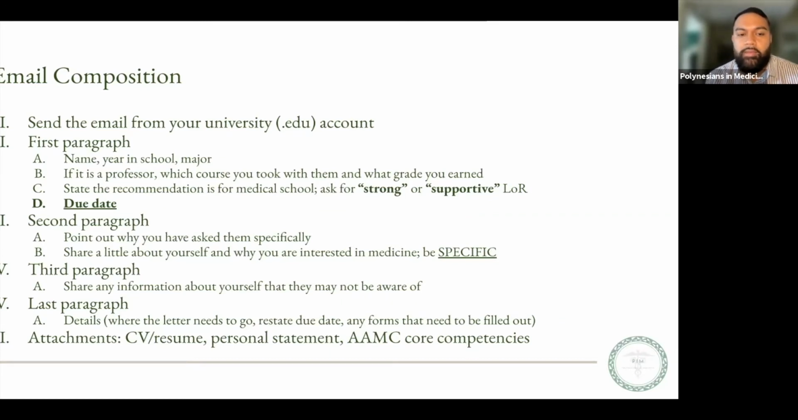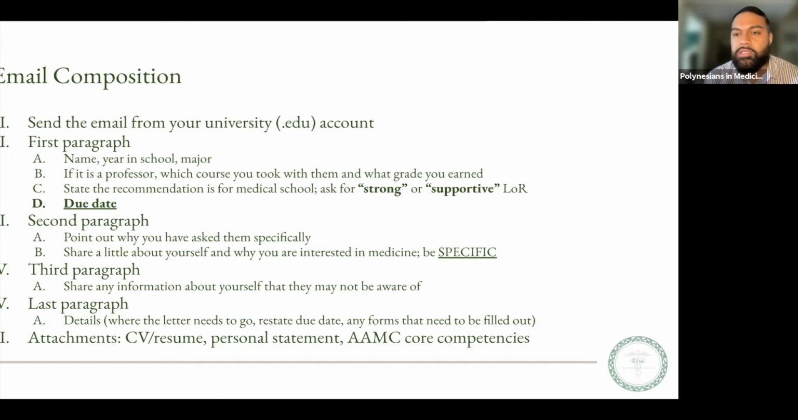Some helpful things to include in an email requesting letters, you don't have to include all of these, are your CV or your resume, so that they can see what you've done and what you've accomplished, and this will help them write a better letter of recommendation for you. If you have your personal statement ready, sometimes people will request it so that they can write a better letter that's more specific to you.